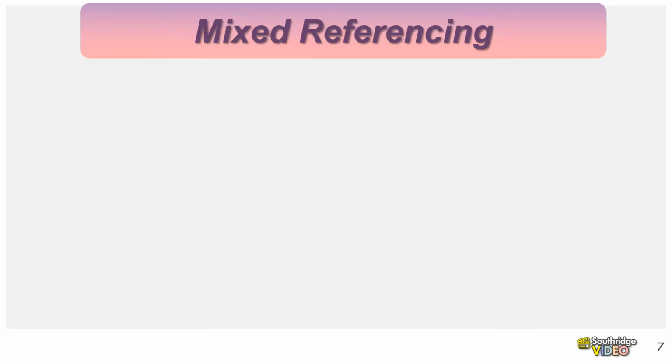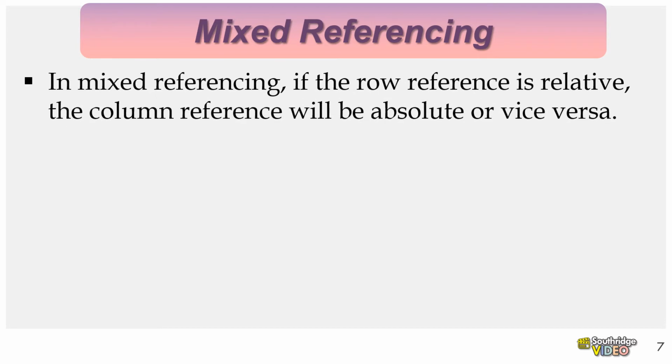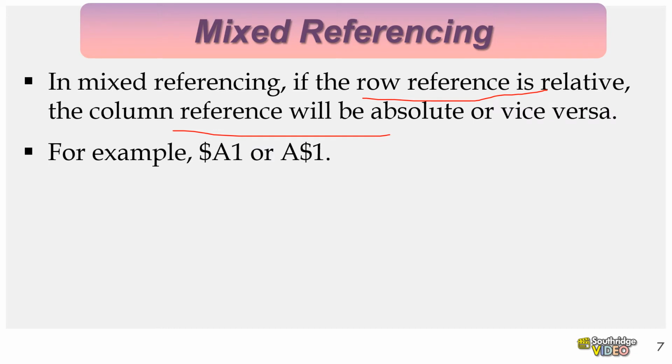The next type of referencing is mixed referencing. Any guess what mixed means? It's the mixing of both relative referencing and absolute referencing. If the row reference is relative, the column reference will be absolute, and if row reference is absolute, the column reference will be relative, or vice versa. It means the reverse.